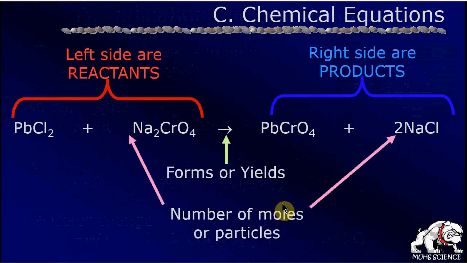So that means yields. And the coefficients in front of here are the number of moles or the number of particles. So the way you end up reading this reaction is 1 mole of lead chloride, in which case this would be lead 2 chloride, and 1 mole of sodium chromate will make 1 mole of lead chromate and 2 moles of sodium chloride, or 1 molecule of lead chloride and 1 molecule of sodium chromate will yield 1 molecule of lead chromate and 2 molecules of sodium chloride. And so you can talk about amounts of substances being produced here.